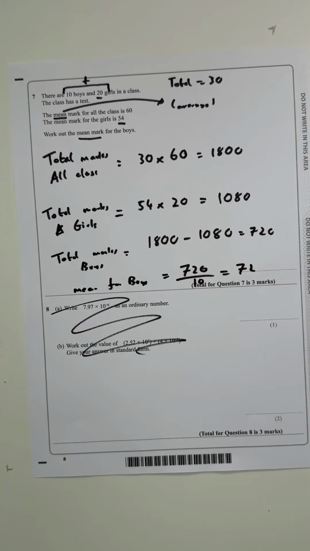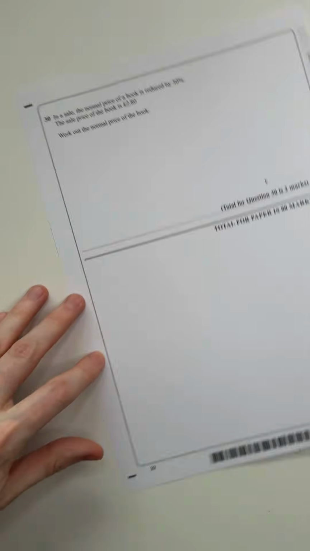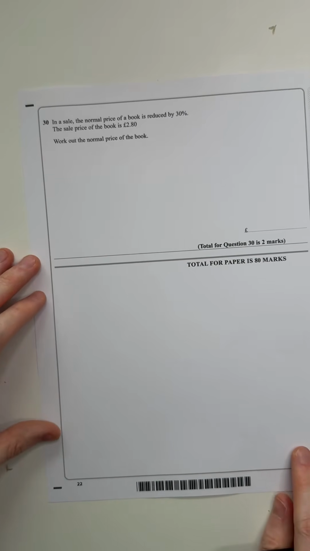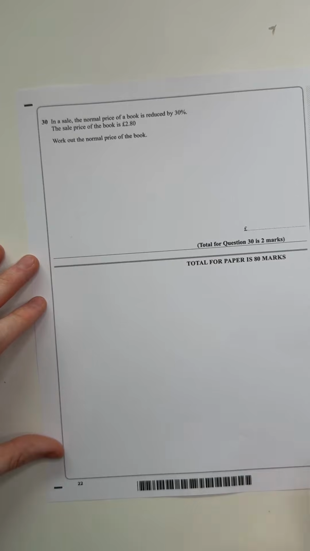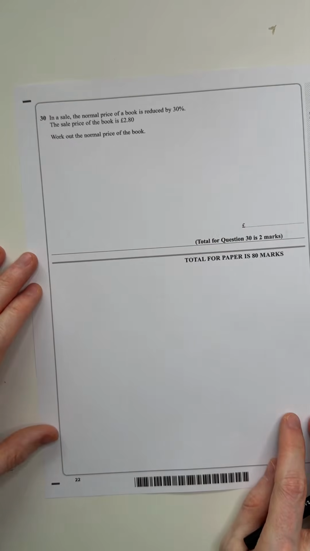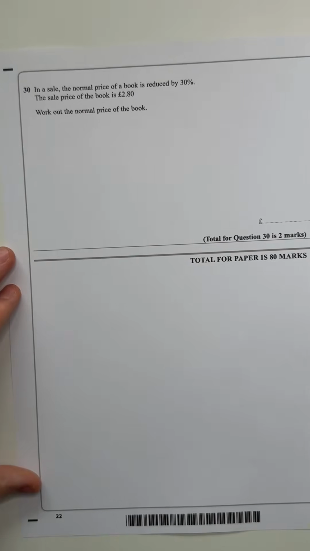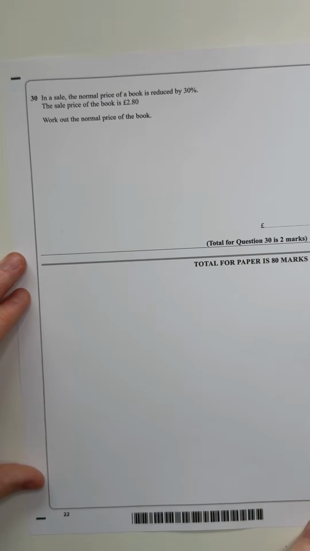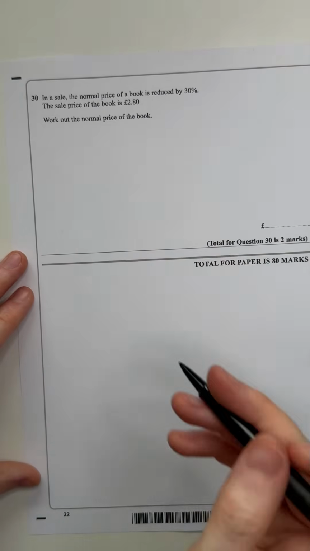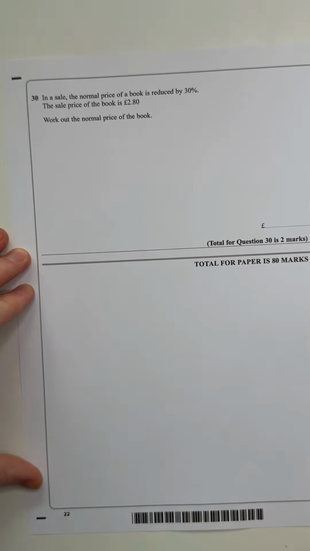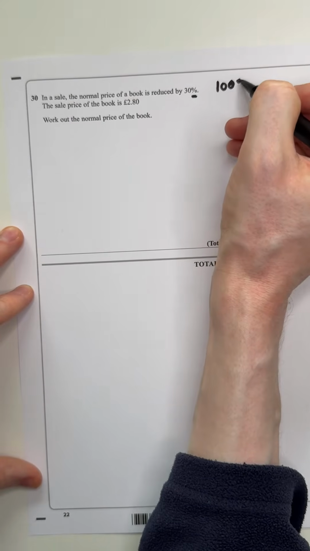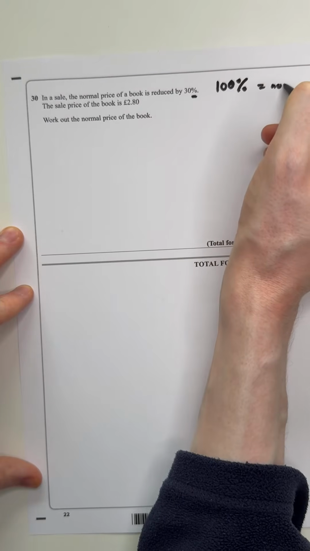The next one here, you've got reverse percentages. So I'll show you two ways. There's two ways to tackle this question. So in a sale, the normal price of a book is reduced by 30%. The sale price of the book is £2.80. Work out the normal price. So first of all, how do you know it's reverse percentages? Well, as we're doing percentages, we know percent means out of 100. So 100% represents the normal price.